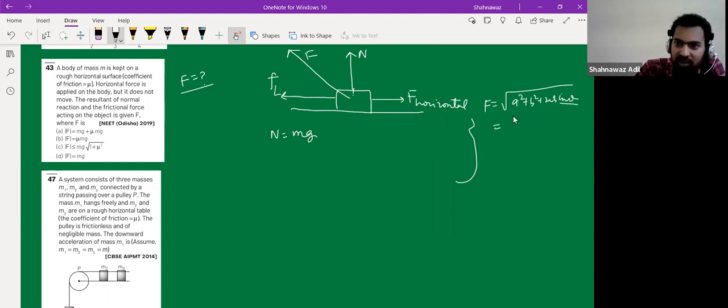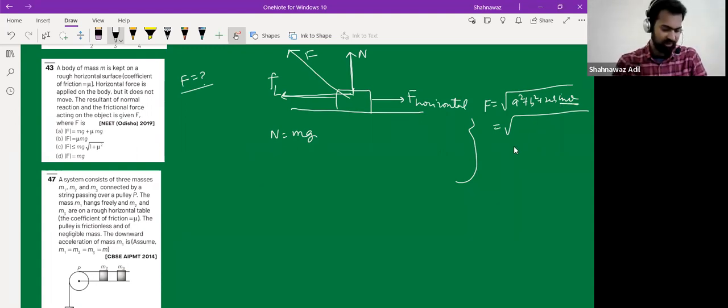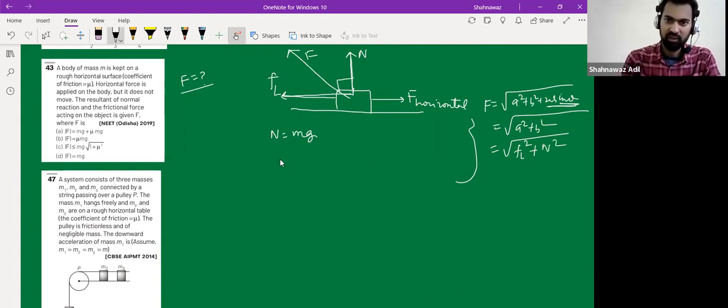So cos theta is what? The angle between the vectors is 90 degrees, right? So this is 0. So A square plus B square, this is FL square plus N square. Let's just calculate F.